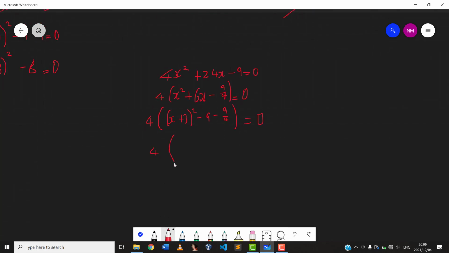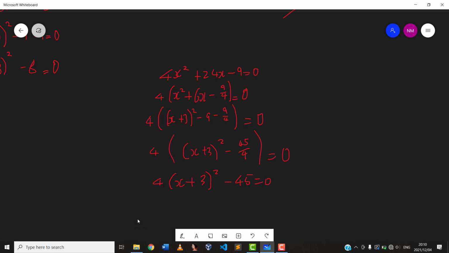So 4 times x plus 3 squared and minus 9 over 4. My small brain can't compute that, so let's just use my calculator. Okay, minus 45 over 4 equals 0. And now the last step to simplifying would obviously just be multiplying this 4 to this term here and this term here. So you get 4x plus 3 squared minus 45 equals 0.